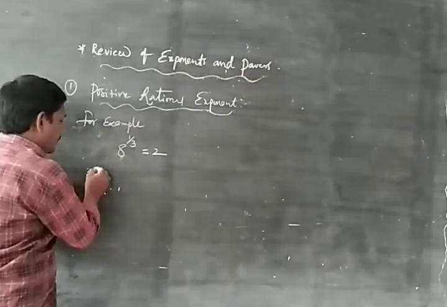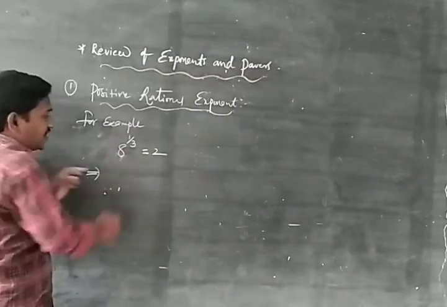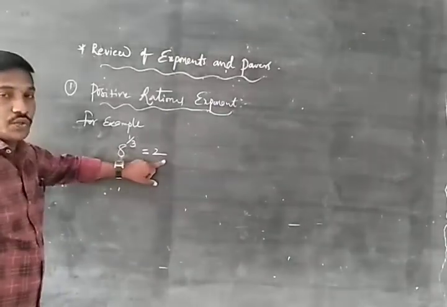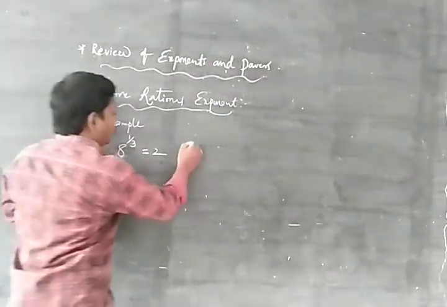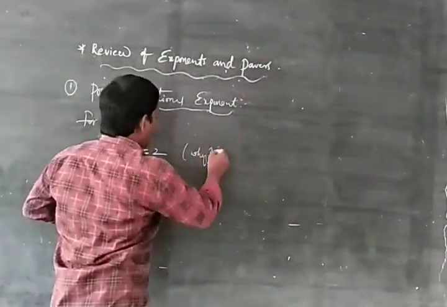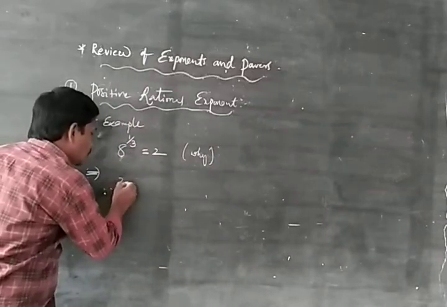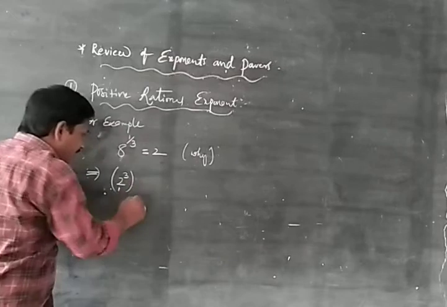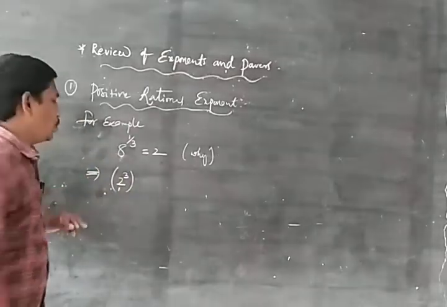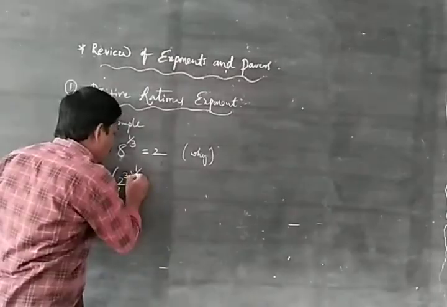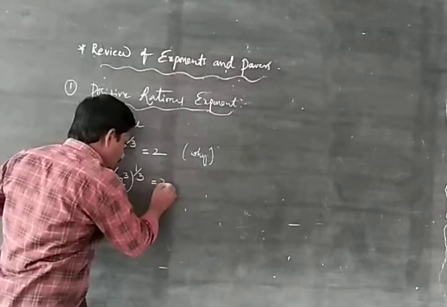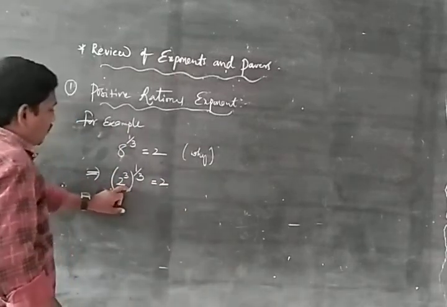So, 8 is written as 8 power 1 by 3 equal to 2. Why is it? Okay, why? 8 is written as 2 cube. 2 cube whole power 1 by 3 equal to 2. Apply the formula.